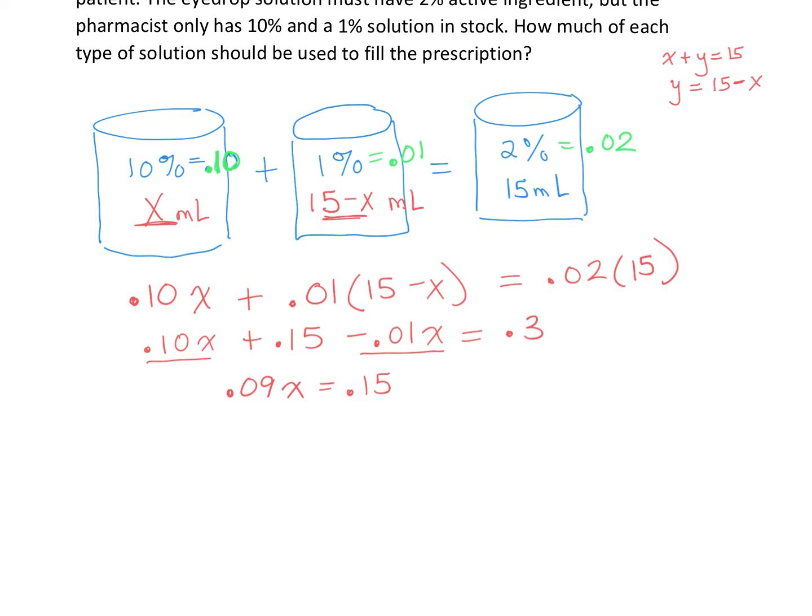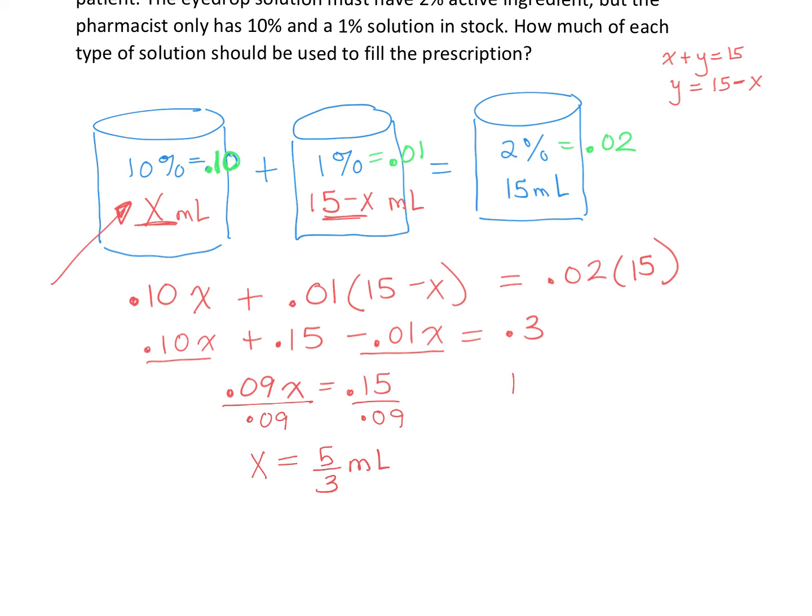And then I will divide by the 0.09. And we will get x equals approximately 1.666. I'm going to change that into a fraction, 5/3 milliliters. So that's x. That's how much we have here of the 10% solution.